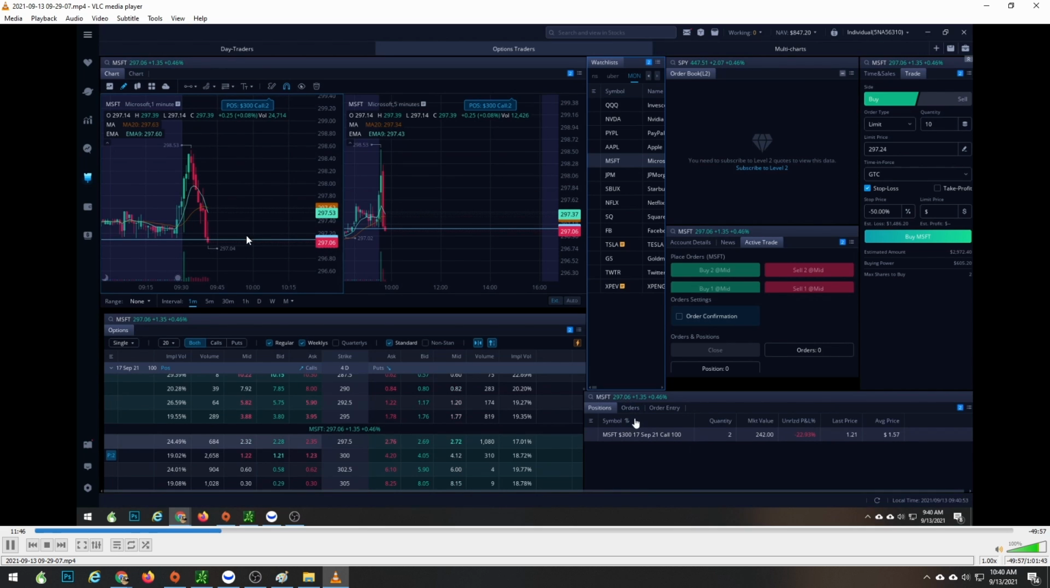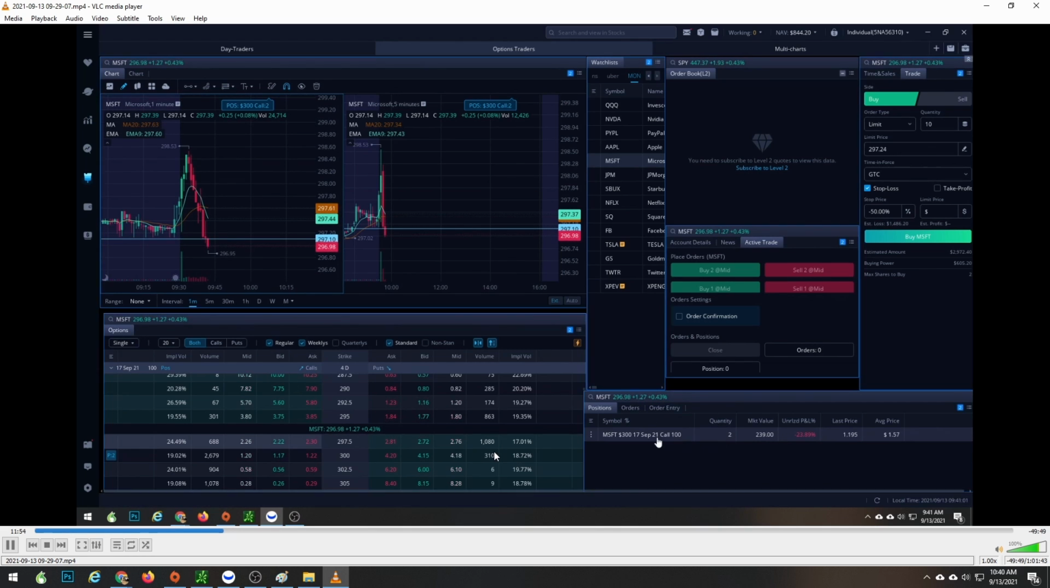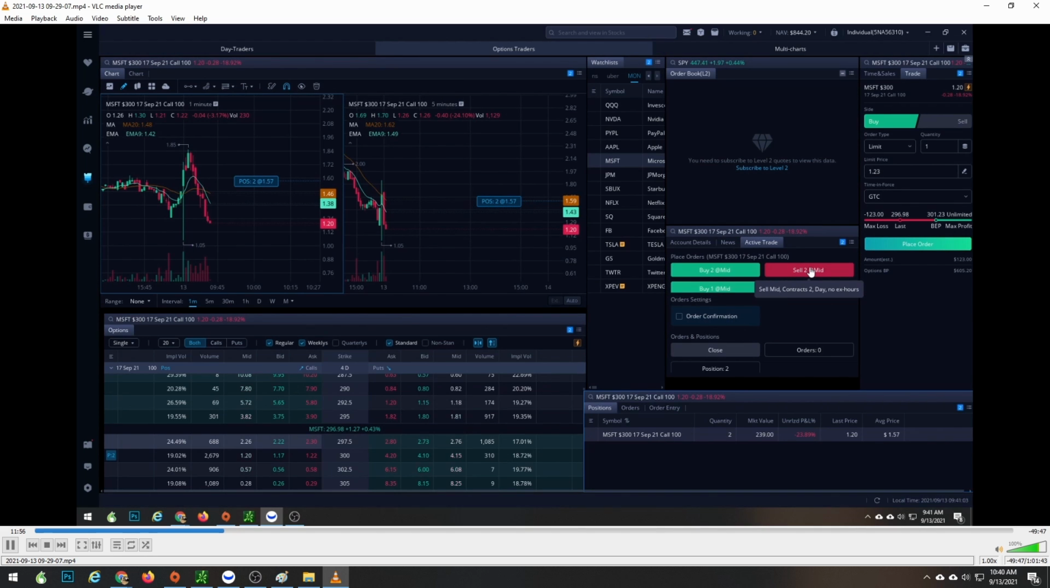So I looked at this and I said, okay, maybe it can reverse like it is right now. I was ready to get out, and it does break below. So I click on it. I'm trying to get out, and I wanted to get out, and of course I cannot. It doesn't let me get out.